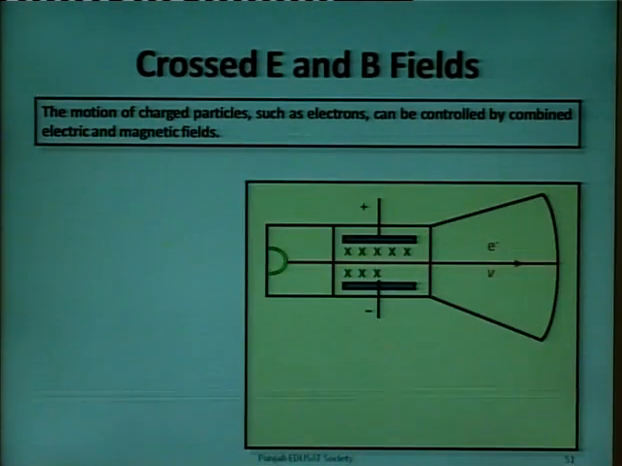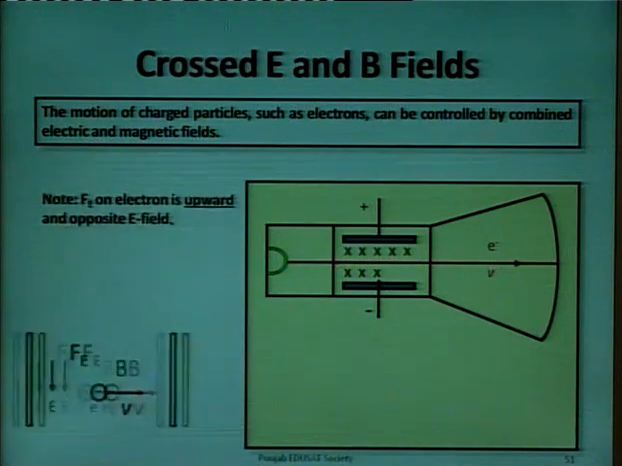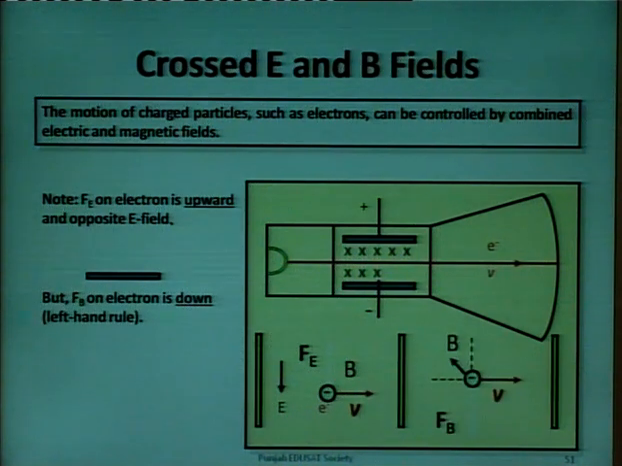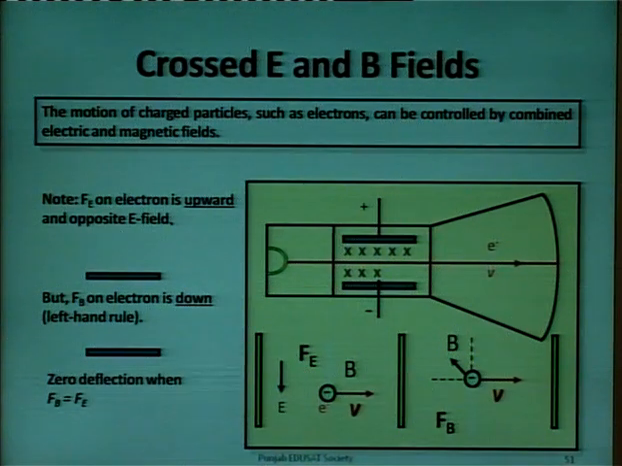Then the crossed E and B fields. Note that Fe on the electron is upward and opposite the E field, but Fb on the electron is downward, that is the left hand rule, and there is zero deflection if Fb is equal to Fe.